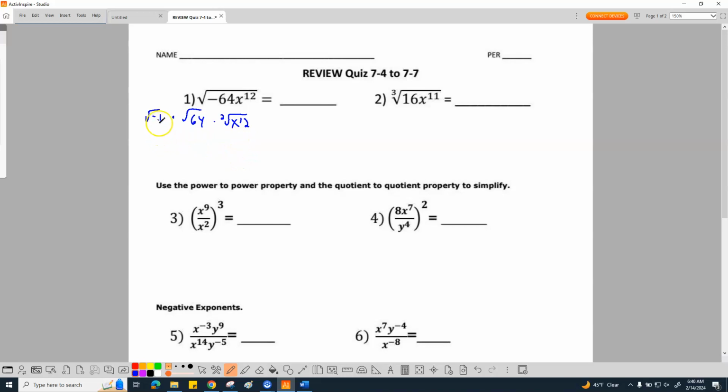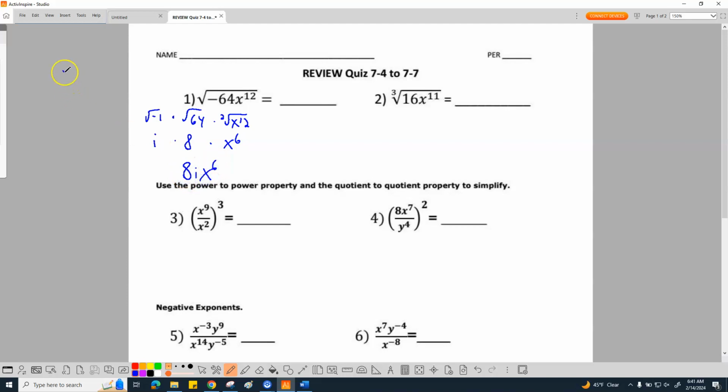So let's go ahead and evaluate all these. The square root of -1 is i. The square root of 64 is 8. And then how I evaluate this, I go 12 divided by 2, which is 6. And now I can shove this back together. I put my number first, I put the i second, and then I go x to the 6th.